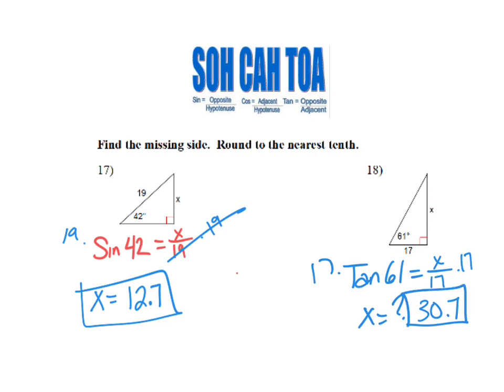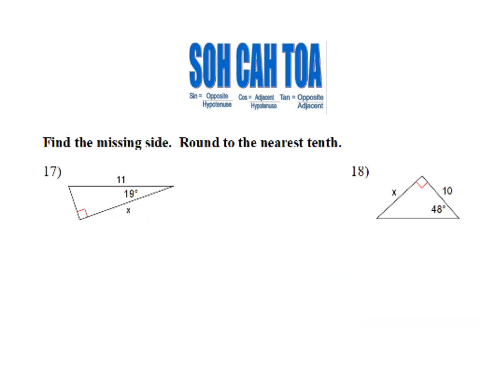All right, let's keep practicing. I'm going to do one more, and then you're going to do one more. So here we go. Number 17, I'm looking at from the 19-degree angle right here. The 11 is your longest side. It's across from that right angle, so there's your hypotenuse. And then x is next to it, so that's adjacent. I've got hypotenuse and adjacent. That's this one, cosine. Cosine is adjacent over hypotenuse.